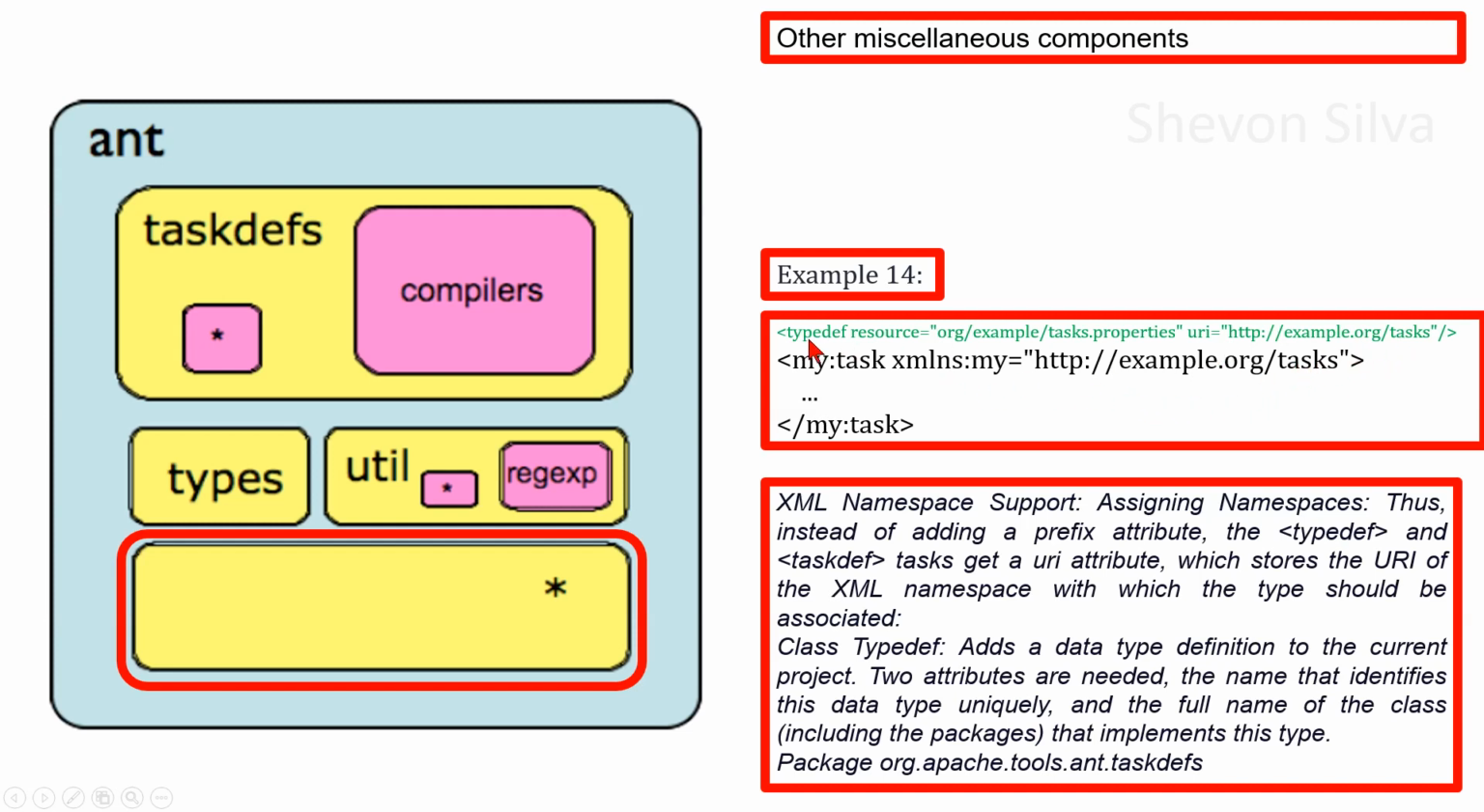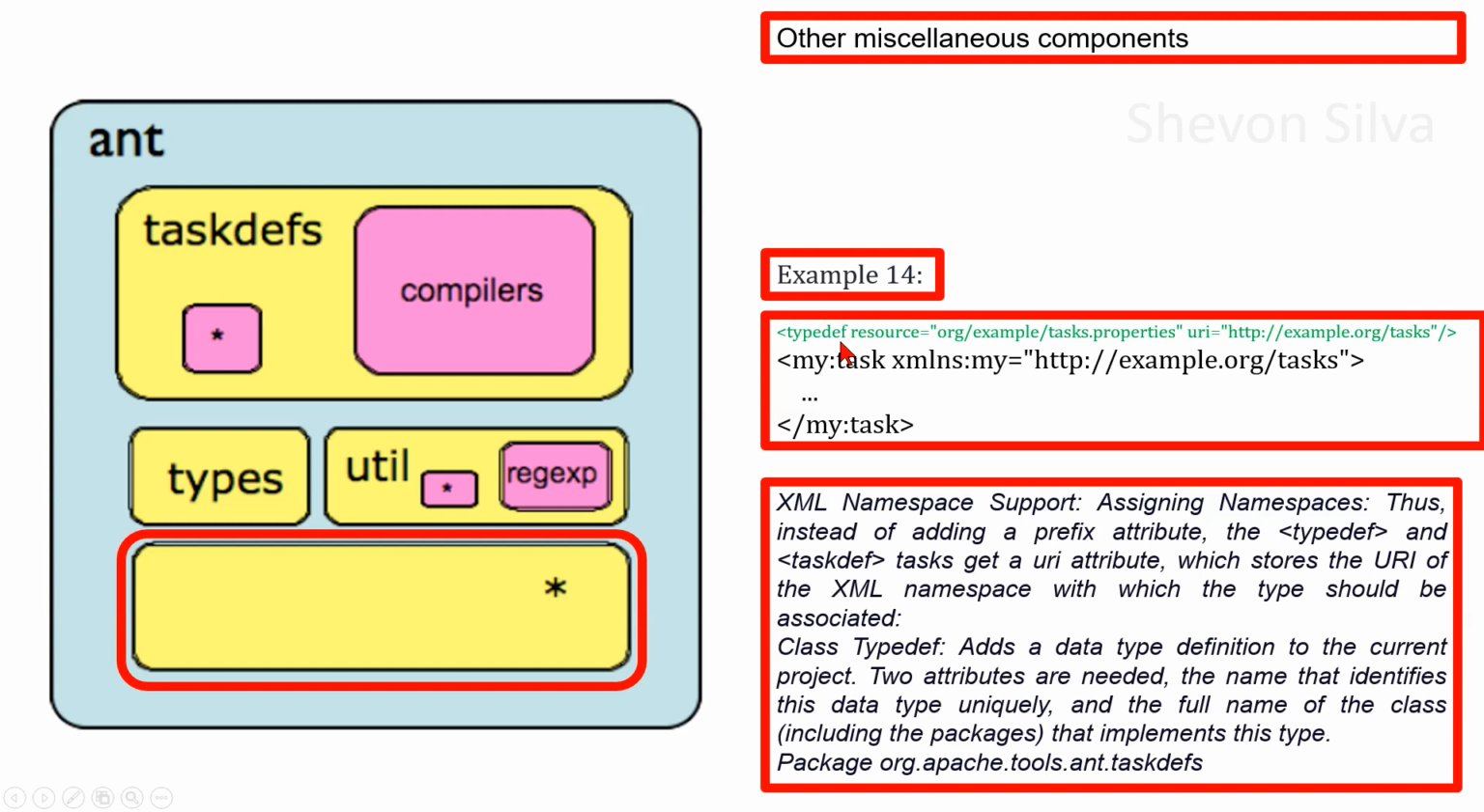The class typedef adds a data type definition with regard to API. It adds a data type definition to the current project. Two attributes are needed: the name that identifies this data type uniquely, and the full name of the class, including the packages, that implements this type. This is in the package org.apache.tools.ant.taskdefs.